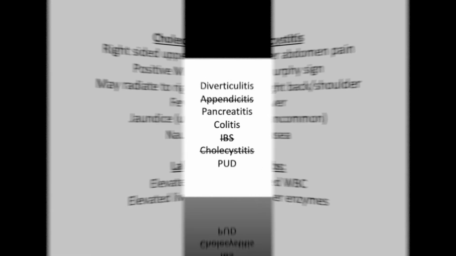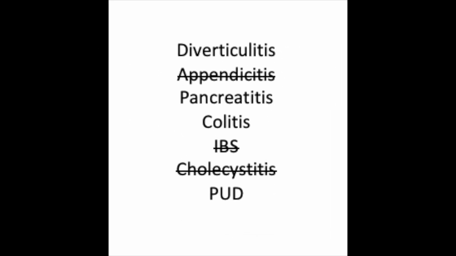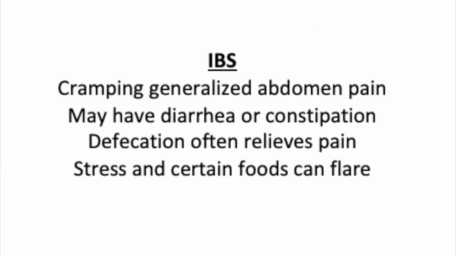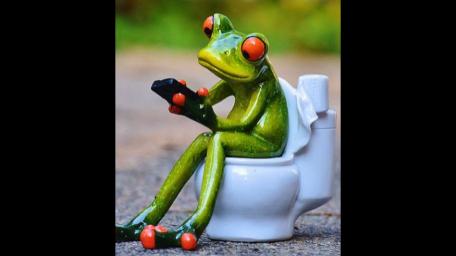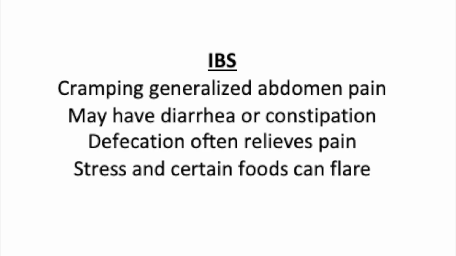Let's move on. The next one to cross off of our list is IBS, irritable bowel syndrome. Let's talk a little bit about irritable bowel syndrome. It doesn't tend to have one side or the other of abdominal pain. Typically it's generalized and cramping in nature. Individuals don't have usually focal pinpoint pain that they talk about. It's usually just general. They may have diarrhea or constipation type. It just depends. If they have constipation, often defecation helps to relieve the abdominal pain. Stress and certain foods can rev up and flare the IBS.